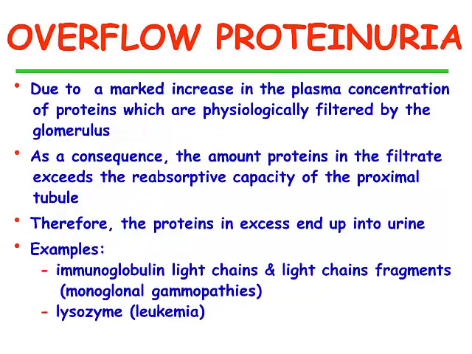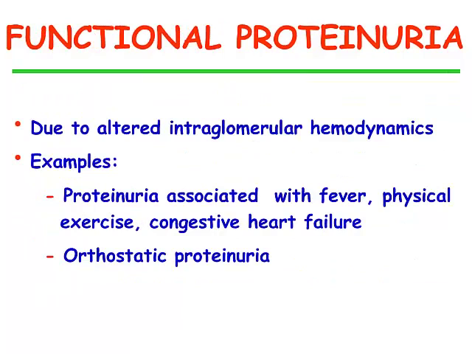Overflow proteinuria is due to a marked increase in the plasma concentration of proteins which are physiologically filtered by the glomerulus. As a consequence, the amount of proteins in the filtrate exceeds the absorptive capacity of the proximal tubule. Thus, the protein excess ends up in the urine. The best and most common example is the presence of immunoglobulin light chains and light chain fragments in the urine of patients with monoclonal gammopathies.